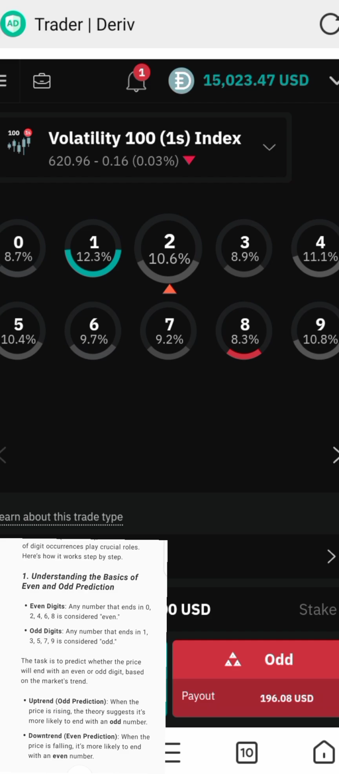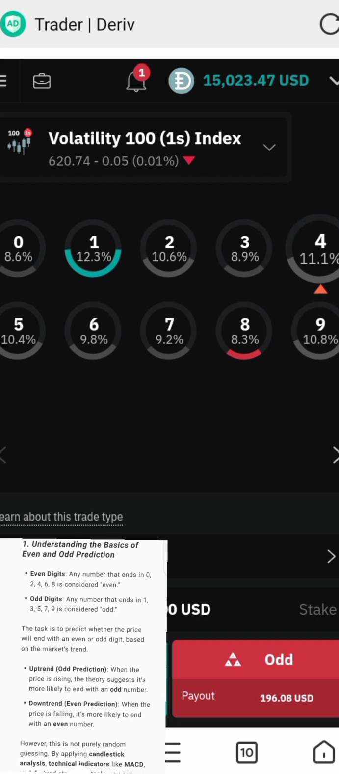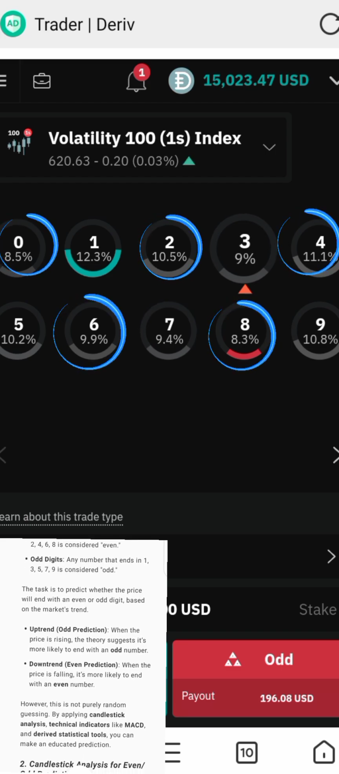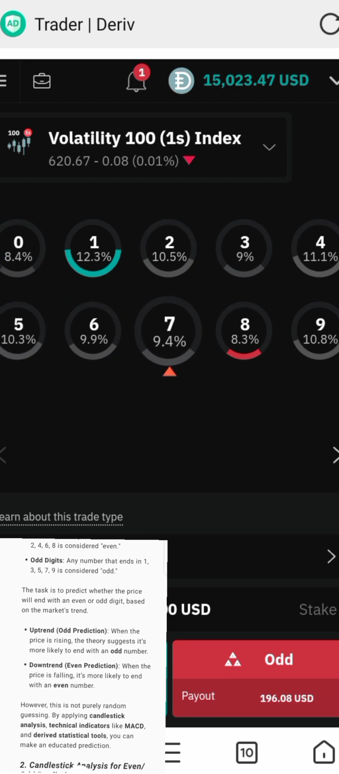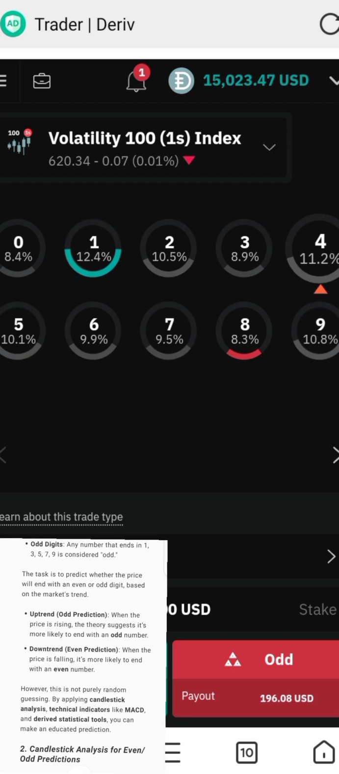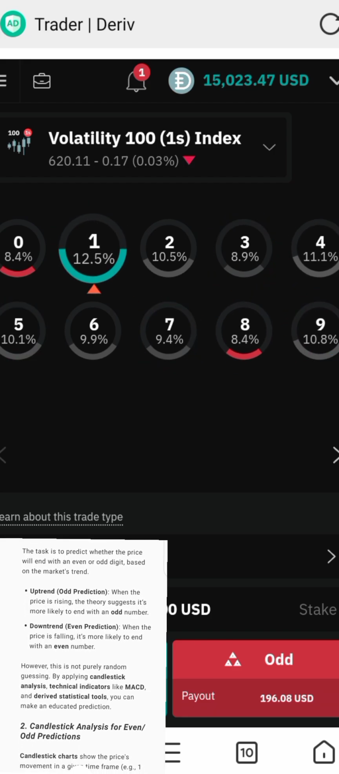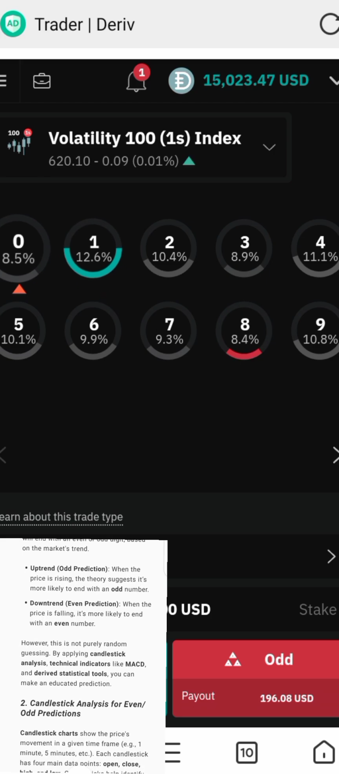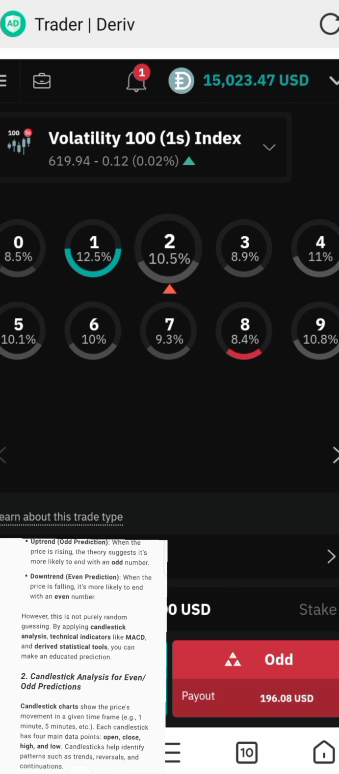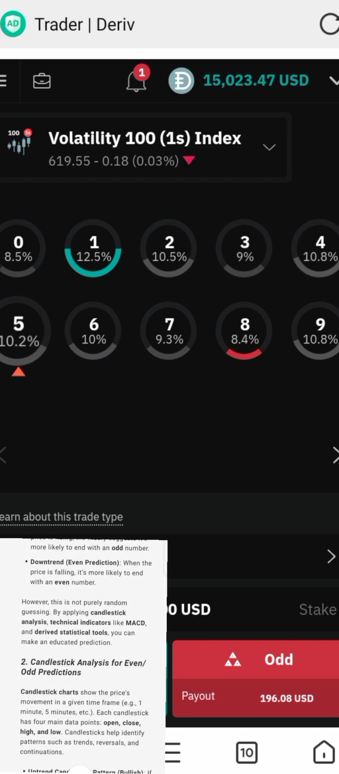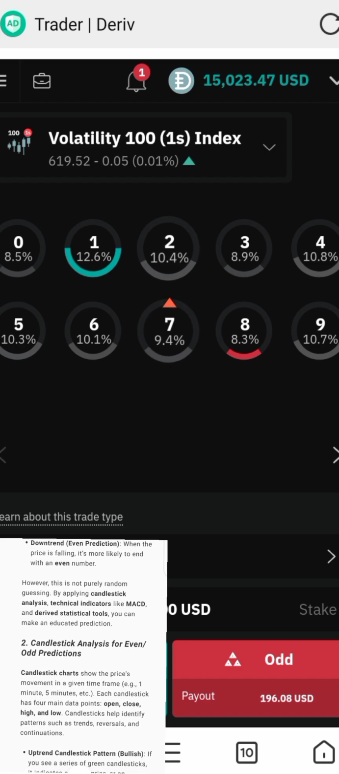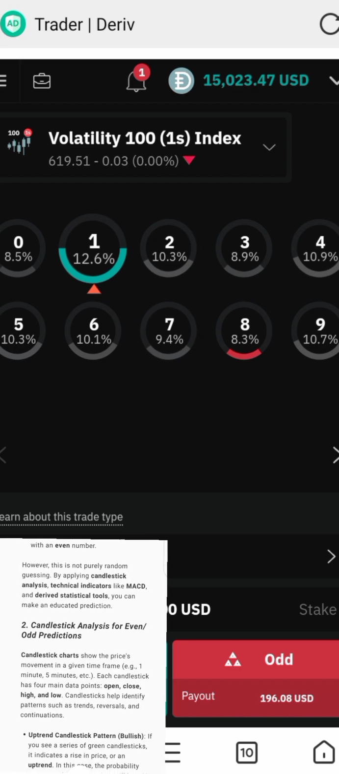1. Understanding the basics of even and odd prediction. Even digits: any number that ends in 0, 2, 4, 6, 8 is considered even. Odd digits: any number that ends in 1, 3, 5, 7, 9 is considered odd. The task is to predict whether the price will end with an even or odd digit based on the market's trend. Uptrend, odd prediction: when the price is rising, the theory suggests it's more likely to end with an odd number. Downtrend, even prediction: when the price is falling, it's more likely to end with an even number.